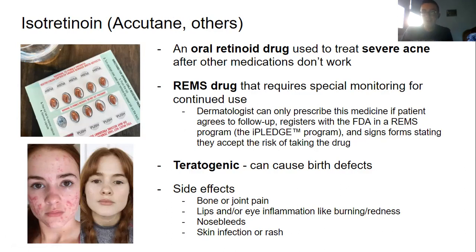That being said, it has some very serious side effects. So aside from the teratogenicity, aside from that propensity to cause birth defects, it can also cause bone or joint pain. It can cause inflammation of the lips or eye, including burning or redness. So it's very, very important to look out for that. It also has an increased chance of nosebleeds and skin infection or rash. But the main thing to take away for isotretinoin is it can potentially cause birth defects, and people have to register with that REMS program with the FDA in order to use it.